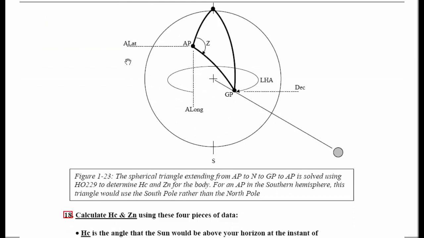So you have assumed latitude and assumed longitude, which define our assumed position. We have the GP of the sun, okay, and we have the LHA, which is the westward angle from our longitude around to the GP of the sun, which was 317 that we just calculated.